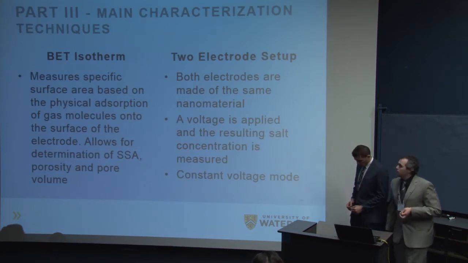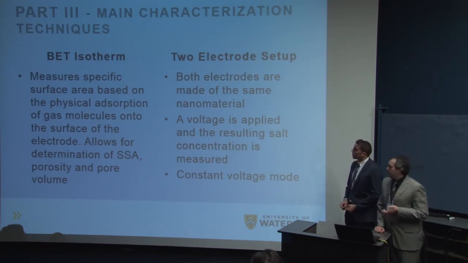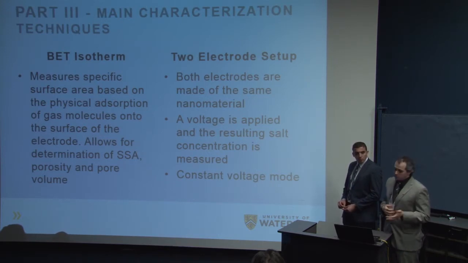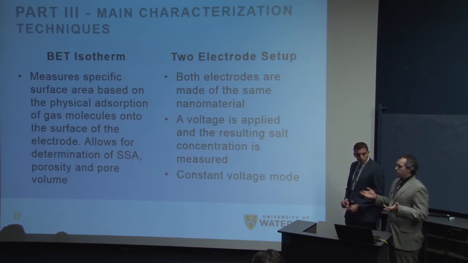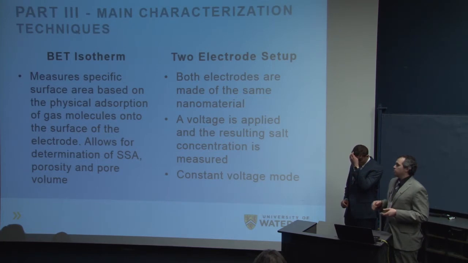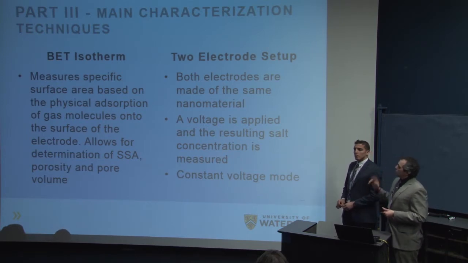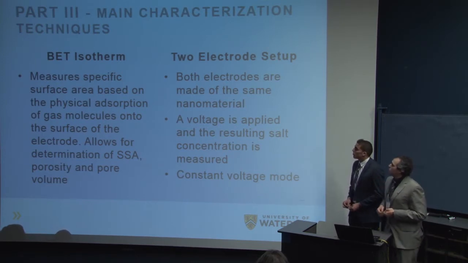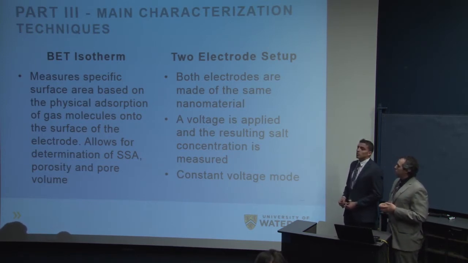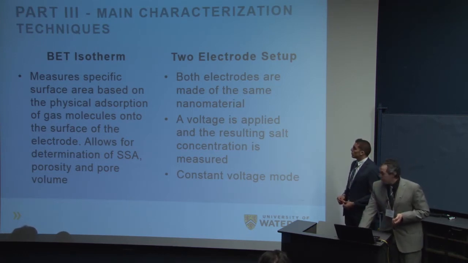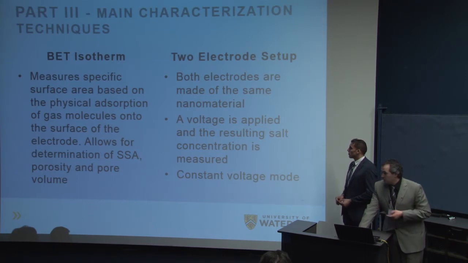BET isotherm is a standard process for testing porosity and surface area. It measures the specific surface area based on how much gas the molecule can absorb on top of it. This allows you to determine pore volume, specific surface area, and porosity. While the 2-electrode setup we devised was you have 2 electrodes of the same material, and you apply a voltage between them, and then you test the conductivity, how much the conductivity changes before and after your test.